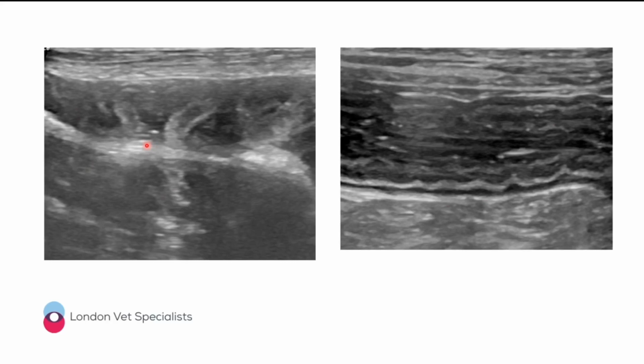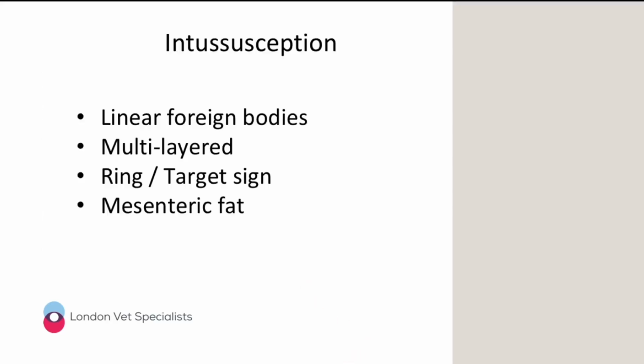These ones need surgery to remove the linear foreign body. One of the things that you can see associated with the linear foreign body is an intussusception. So an intussusception is basically the bowel enveloping itself over the linear foreign body, and it has a very characteristic appearance. It's multi-layered and almost looks a little bit like a target, and that's because of the multiple layers of intestinal wall that make up the intussusception that are usually interspersed by mesenteric fat.